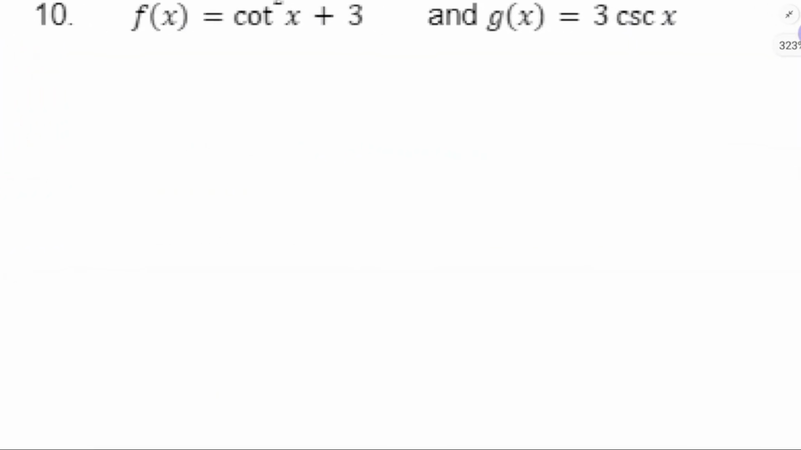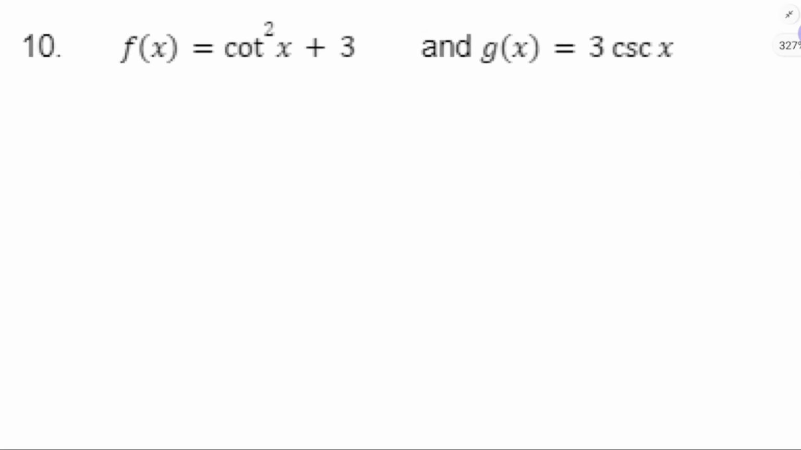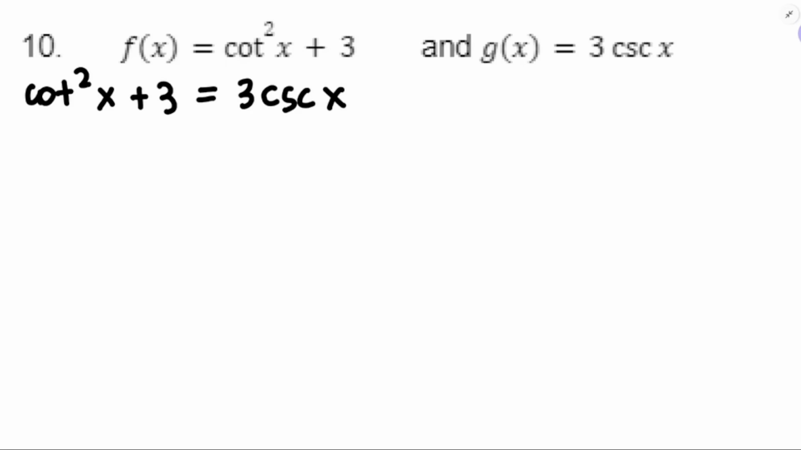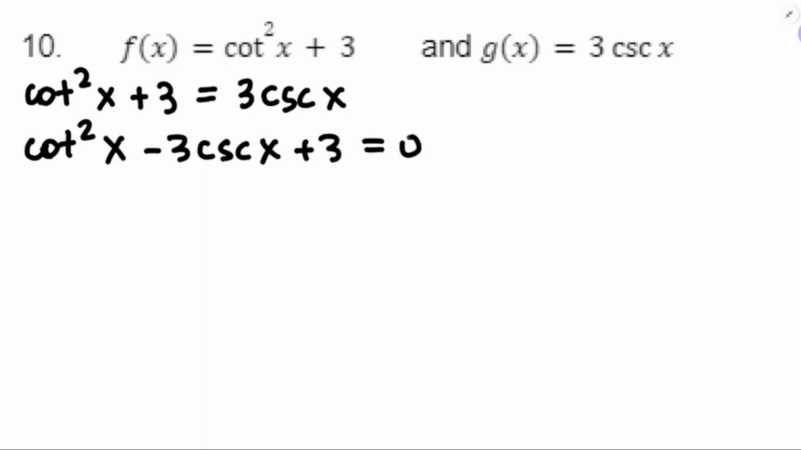All right, number 10. This one's got cotangent and cosecant in it, so I'm going to kind of do something similar. I'm going to say, all right, first I'm going to set them equal to each other. Cotangent squared x plus 3 equals 3 cosecant x. I'm going to set it to 0. Minus 3 cosecant x plus 3 equals 0. And now I'm going to need to do some trig identity work.